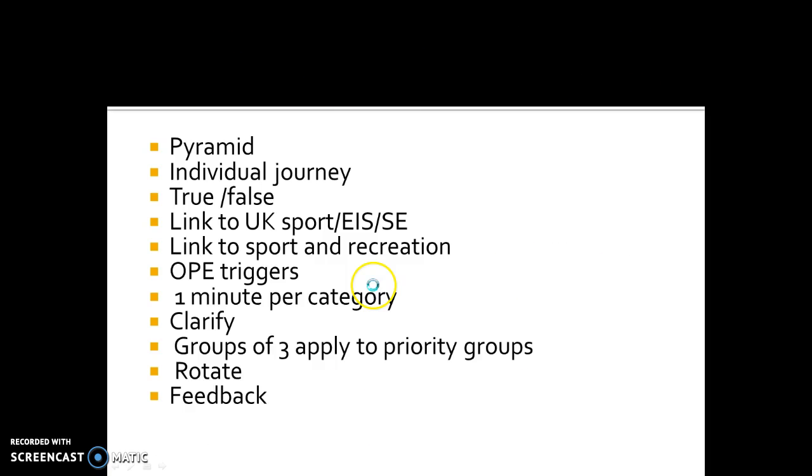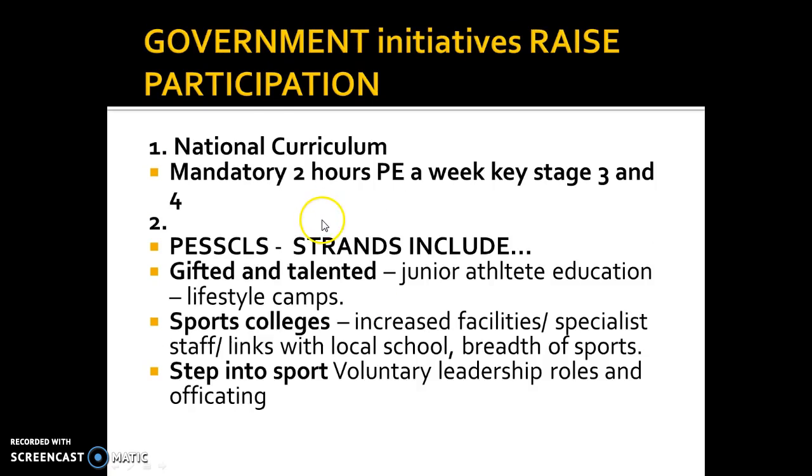Okay, so I'll go forward a few. So, government initiatives that are used to raise participation. The first one you'll be very aware of. What did the government do to make you take part from the age of 5 to 16? Well, they do something called the national curriculum. The national curriculum particularly focuses on key stage 3 and 4. It's mandatory to do 2 hours of PE per week. Okay, that's the first thing.